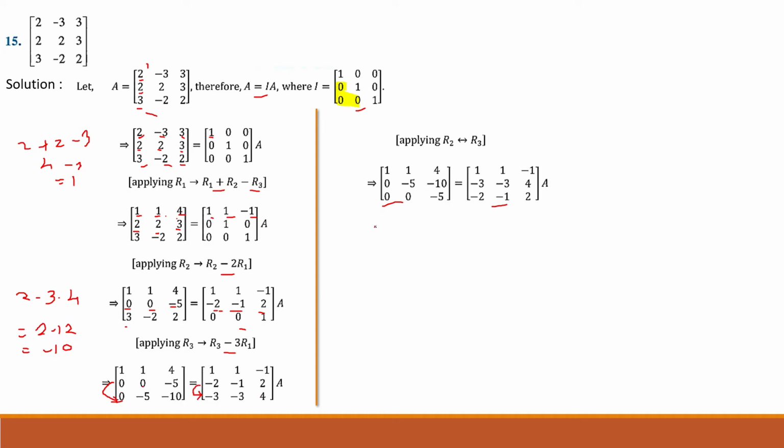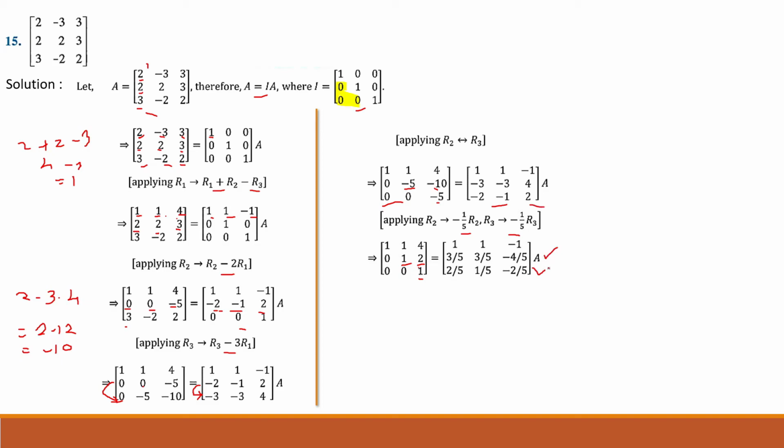And further, to make this element 1, we'll simply divide R2 and R1 by minus 5. So this element will be 1, and minus 10 divided by minus 5 is 2. Same, minus 5 by minus 5 is 1. And similarly in this matrix also, we will multiply R2 and R3 by minus 1 by 5. So this element becomes 1, and by using 1 we have to make 0 here.